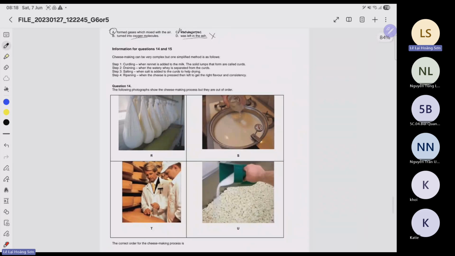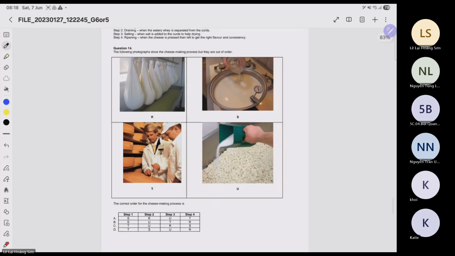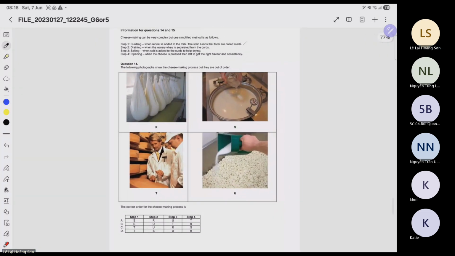All right. The first step is to add something called rennet into milk, and then solid lumps are formed that I call curd. So add something. So you have two different processes of adding things. Okay, so you cannot answer for now. So let's move on. Draining, you kind of separate words. So it's basically R, right?